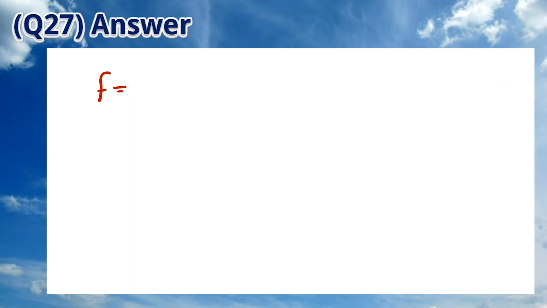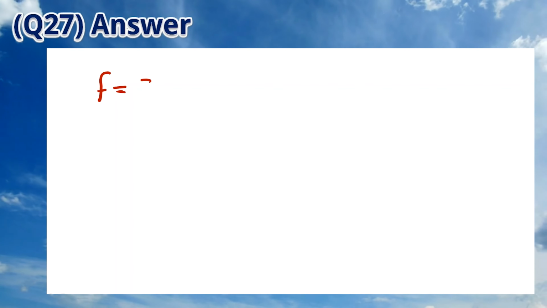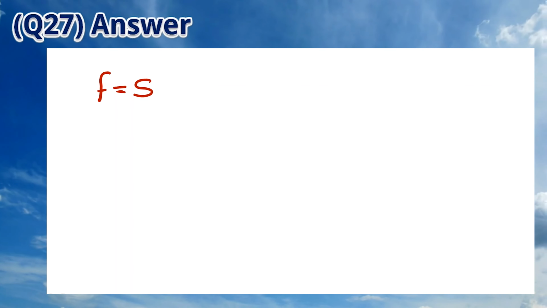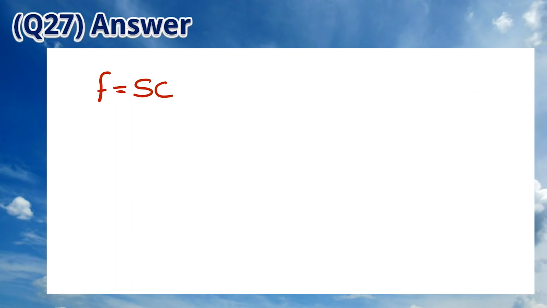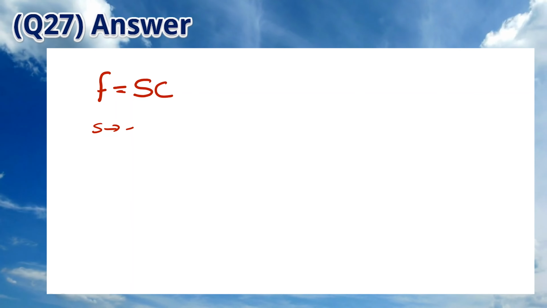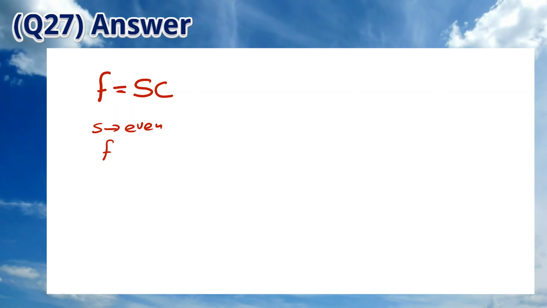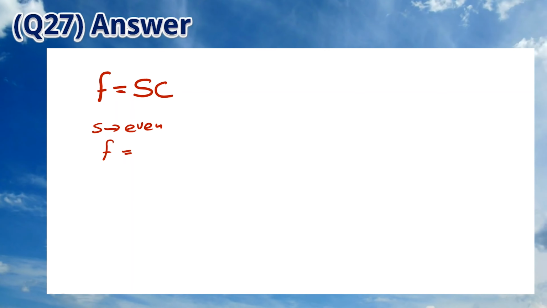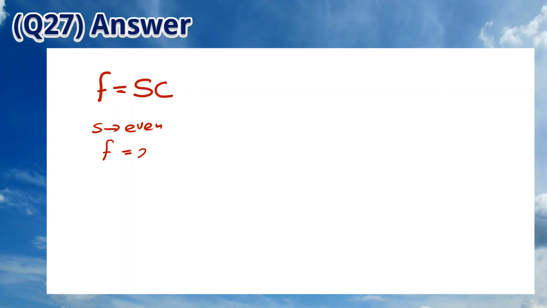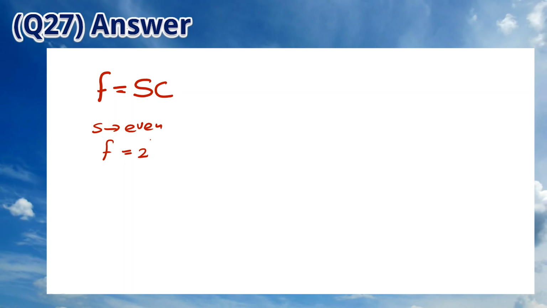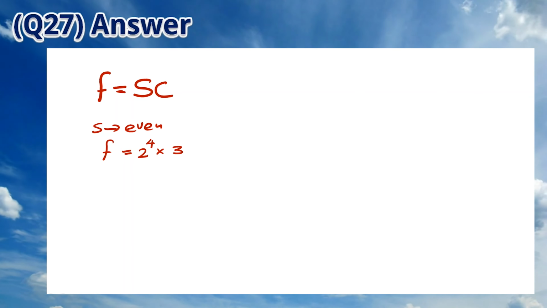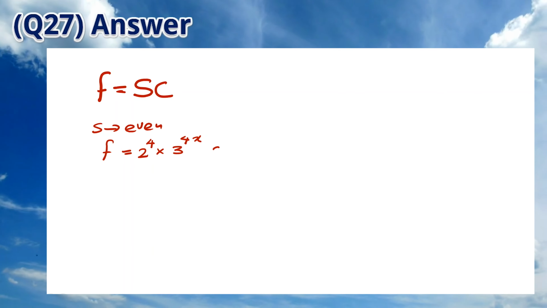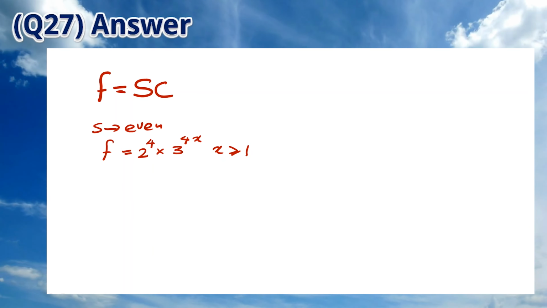Let the square, cube, and fourth power be s, c, and f, respectively, with f equal to s multiplied by c. We are told that s is even, so f is an even fourth power, which, to be as small as possible, must be of the form f is equal to 2 to the power 4 multiplied by 3 to the power 4x, where x is greater than or equal to 1.